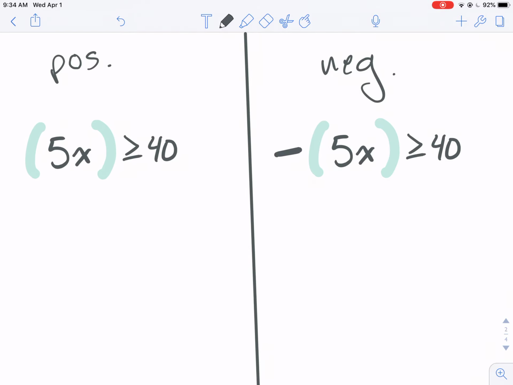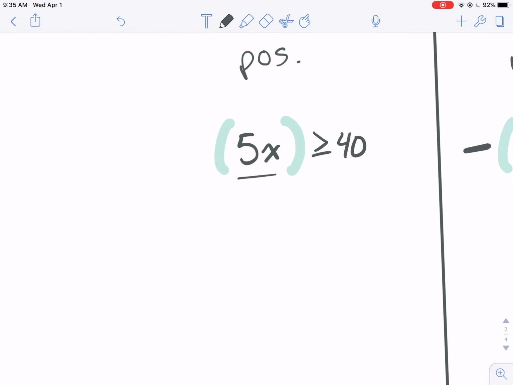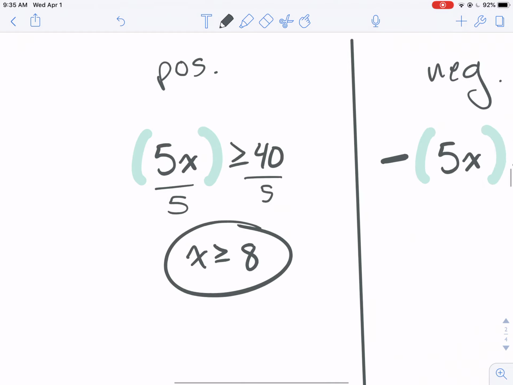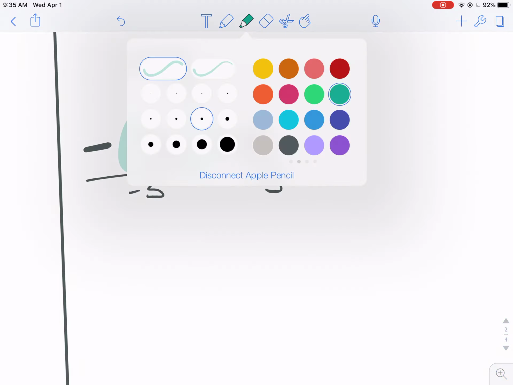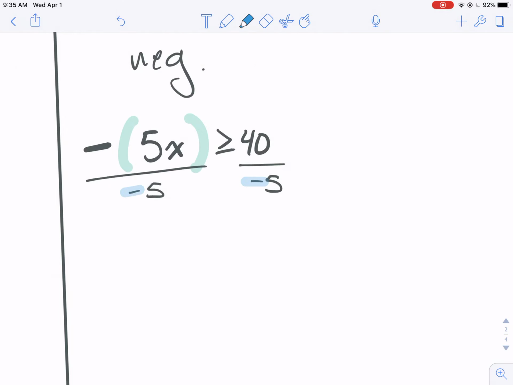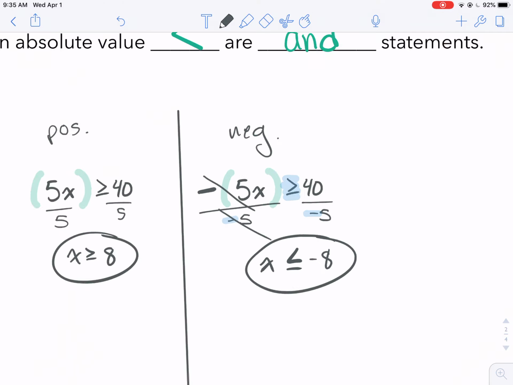Now to solve our positive guy, we can just divide by 5 on both sides, giving us that x is greater than or equal to 8. Cool. Our negative side, we're going to do something very similar, yet very different. We're going to divide by -5, but check it out. We're dividing by a negative number again, so we need to flip our symbol around. That'll give us less than or equal to -8. And then the negative 5's cancel out. x is less than or equal to -8.